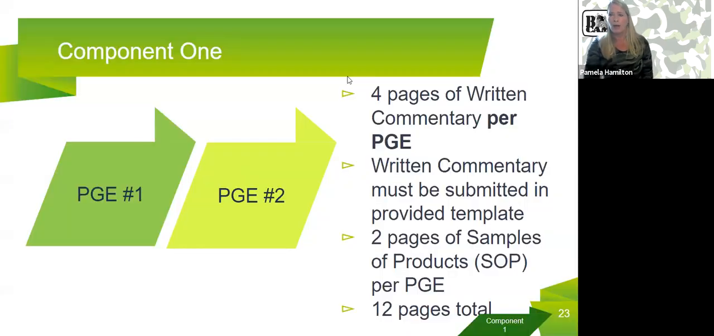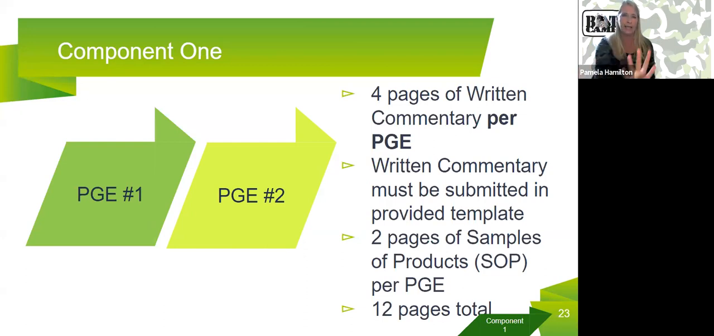All right, so let's talk about these a little bit. I'm going to give you some practice in looking at your PGEs or developing some of your PGEs. So you've got 4 pages of written commentary for each one of these PGEs, and you're going to submit those on a template. Now, for most of you, you'll start your writing either in a Word document or a Google Doc, and then you'll just copy and paste those into the template that's formatted according to the size margins that you'll need. And then 2 pages of sample products per PGE for a total of 12 pages.